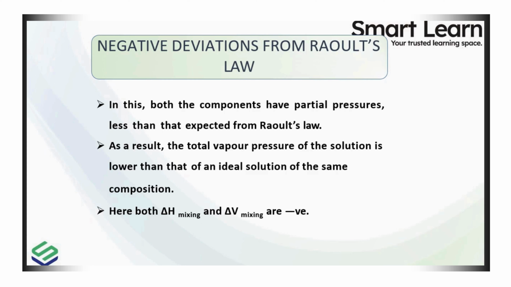Then negative deviation from Raoult's law. In negative deviation, the vapor pressure of the solution is less than expected. The reason is the strong attraction between solute and solvent molecules. The example is chloroform and acetone, where the enthalpy of mixing and the volume of mixing are negative.